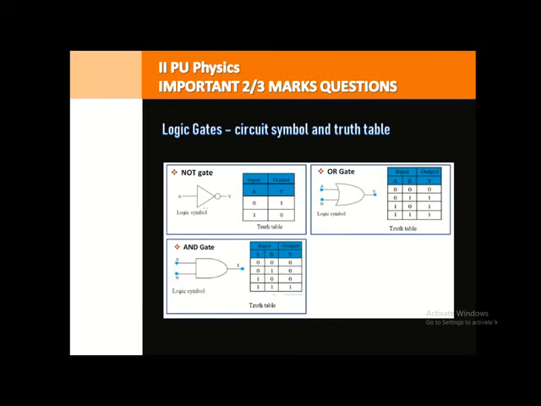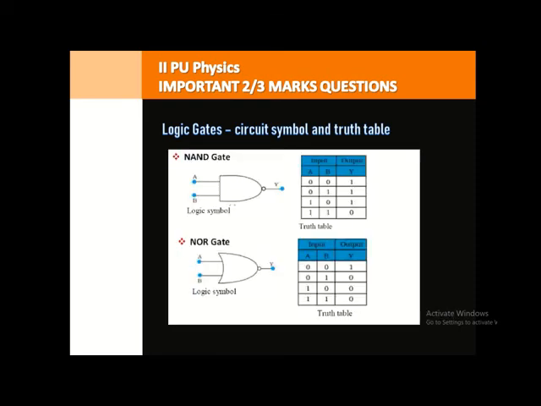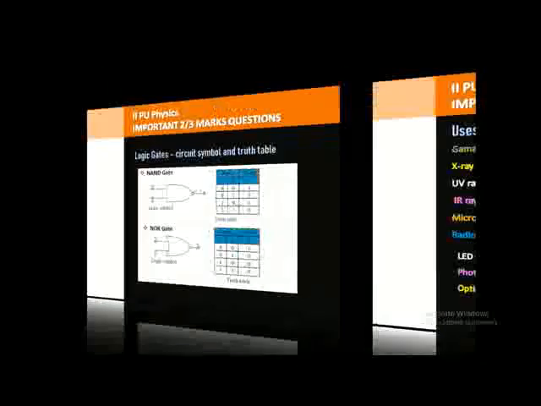Next, they are asking to draw the circuit symbol and truth table for a NOT gate, an OR gate, and an AND gate. Those are the basic or fundamental logic gates. And the NAND gate and NOR gate are called universal gates. Draw the circuit symbol and truth table for the NAND gate and NOR gate.